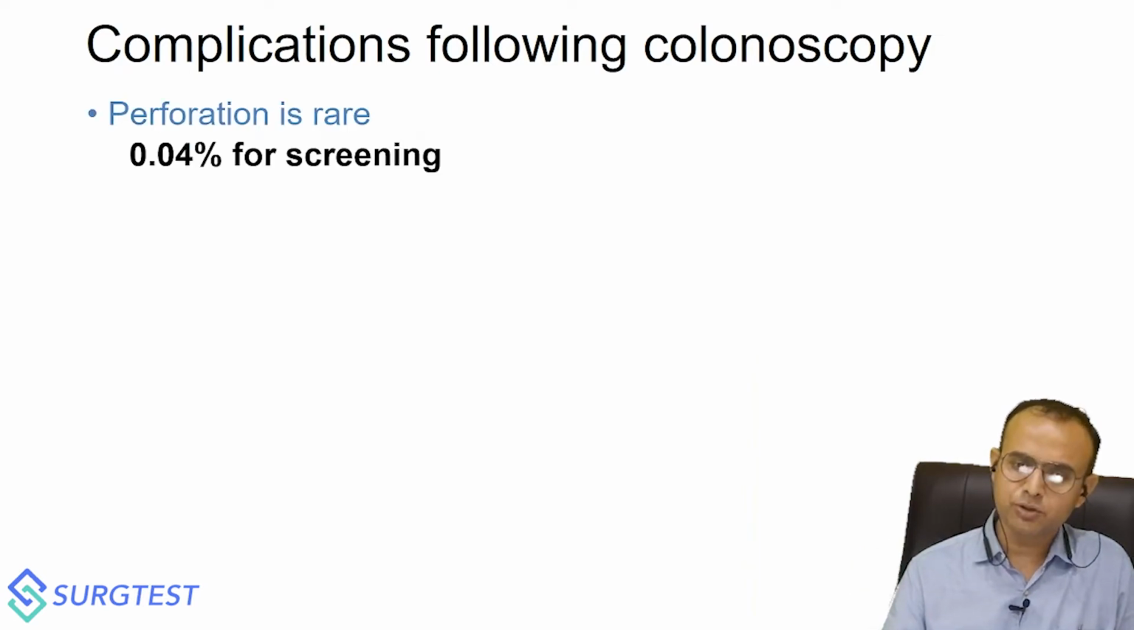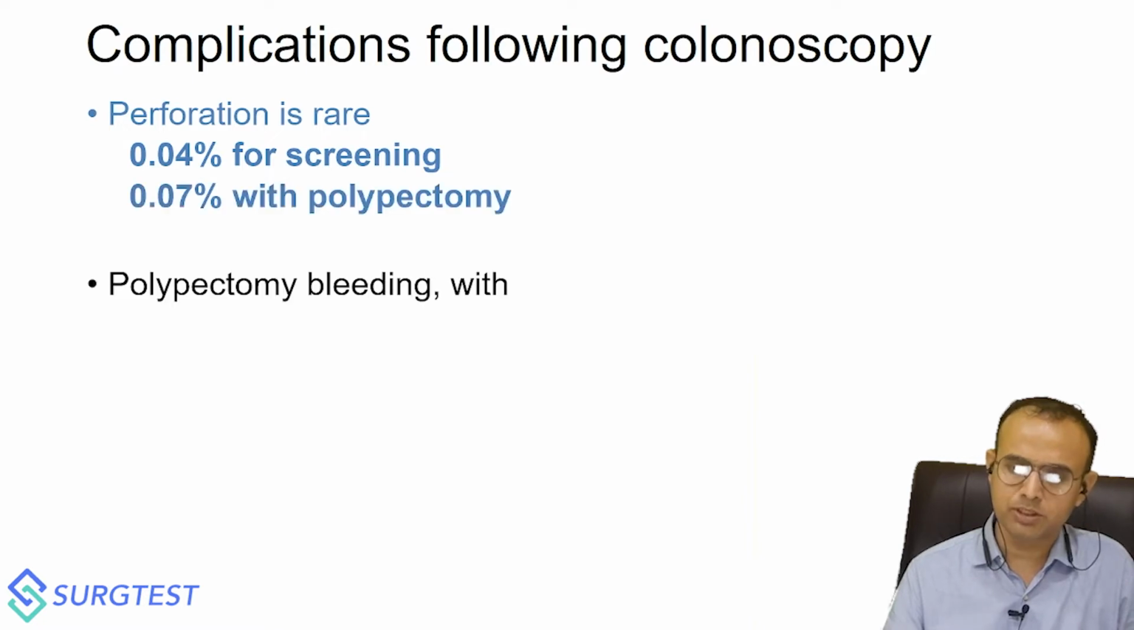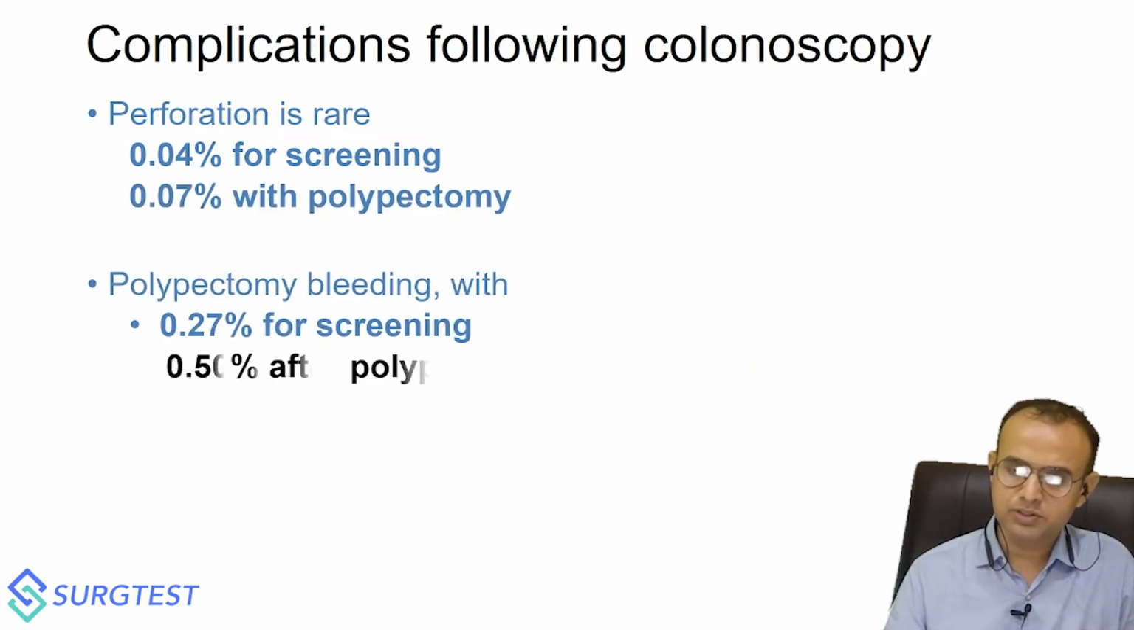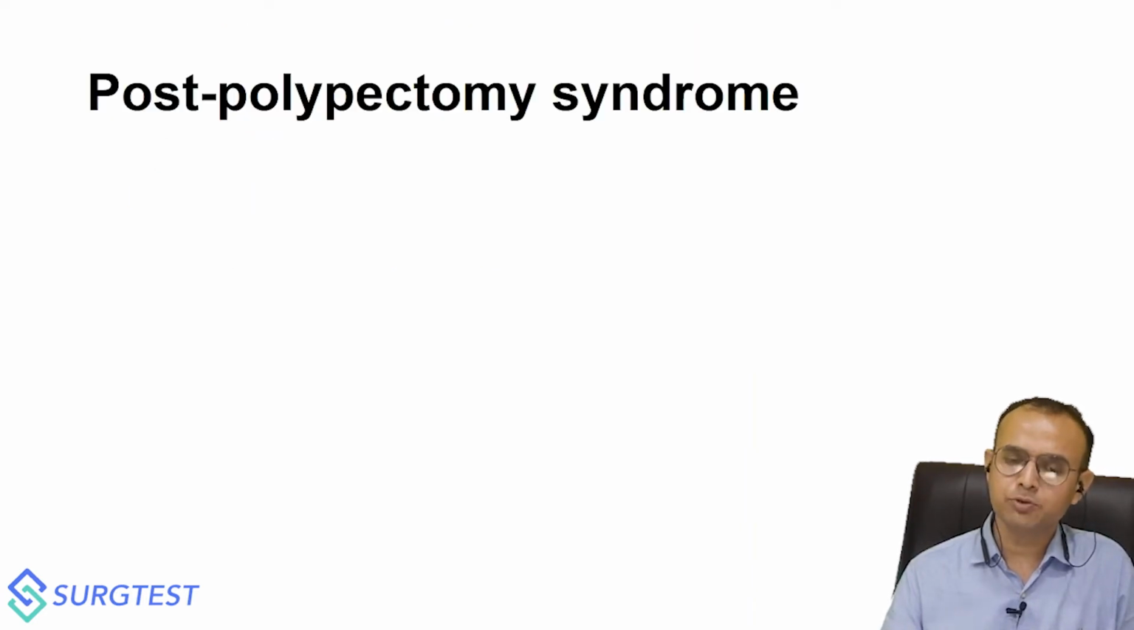It is 0.04% in screening, 0.07% with polypectomy. Polypectomy bleeding is 0.27% for screening, 0.5% for polypectomy. Post-polypectomy syndrome. What is this syndrome?